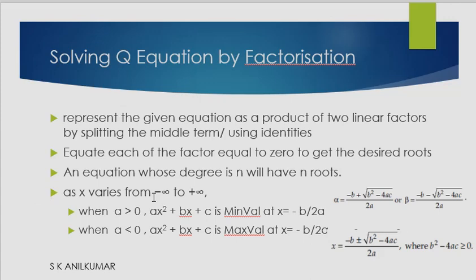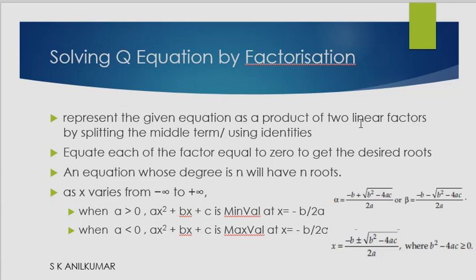That is the possibility of two roots maximum in a quadratic equation. x can take a value from minus infinity to plus infinity, because x is a variable and only a, b, c have to be real numbers. When a is greater than 0, the equation will have a minimum value, at x equals minus b by 2a. When a is less than 0, again at x equals minus b by 2a, we have the maximum value. x can vary from minus infinity to plus infinity. a, b, c are real numbers.